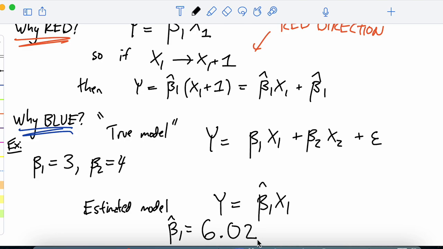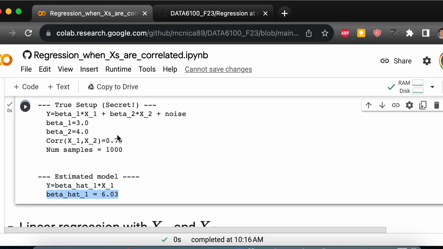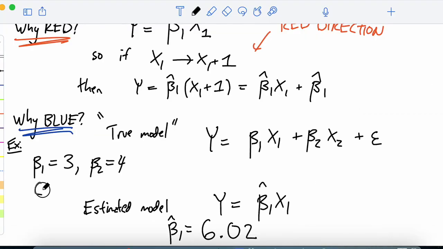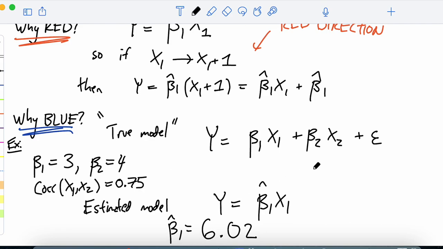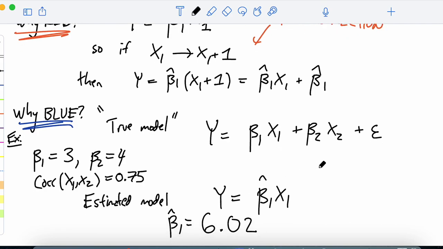So what is going on here? I thought we were supposed to get 3. Why did we get 6? Well, the answer is also hidden in here, which is that the correlation between x1 and x2 is 0.75. So why am I getting 6? 6 is equal to the real beta 1, 3, plus 0.75 times 4, 3/4 of the beta 2.